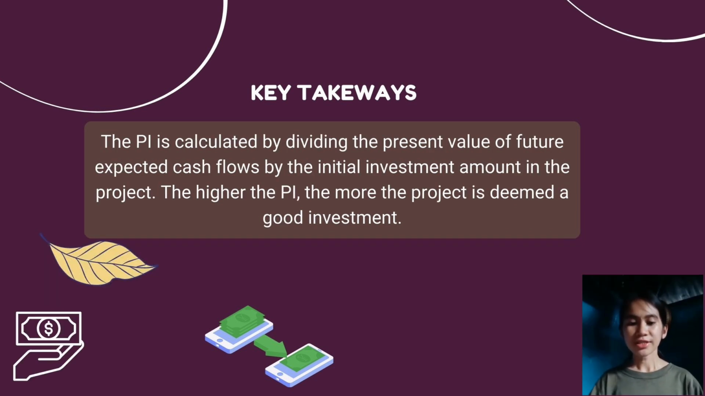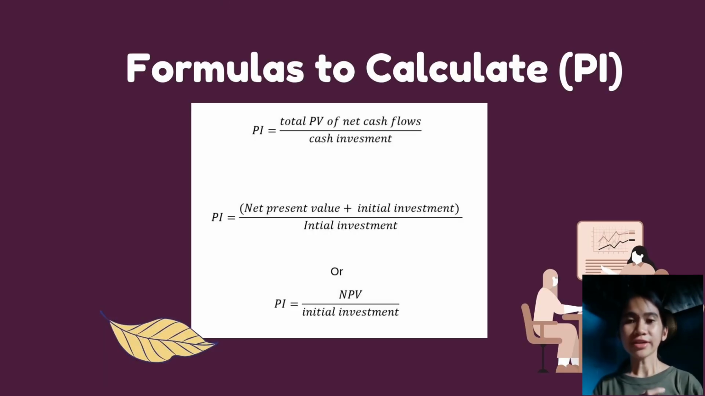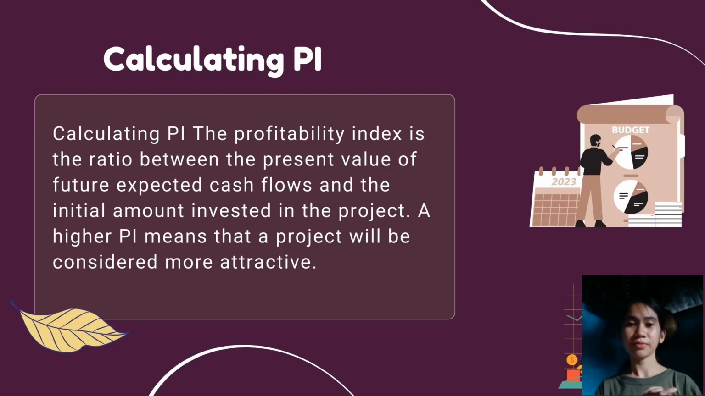The PI is calculated by dividing the present value of future expected cash flows by the initial investment amount in the project. The higher the PI, the more the project is deemed a good investment. And here are the formulas to calculate PI.